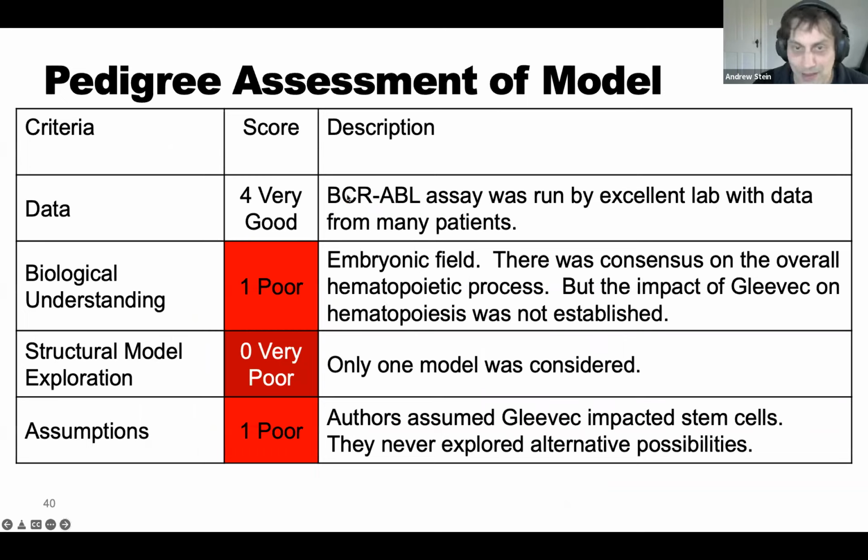I mean, the assays are run by excellent labs, some of the best in the world for measuring BCR-ABL. But this was still early days, right? So even though there is a consensus on the hematopoietic process, the way that Gleevec acts was not yet well established. And really only one structural model was explored in the paper, not other options or assumptions. They started out assuming Gleevec didn't impact stem cells, and so of course they saw everybody relapse quickly, but other possibilities weren't really considered.